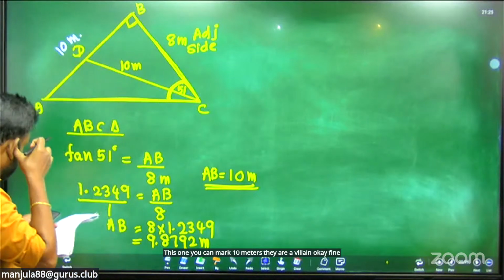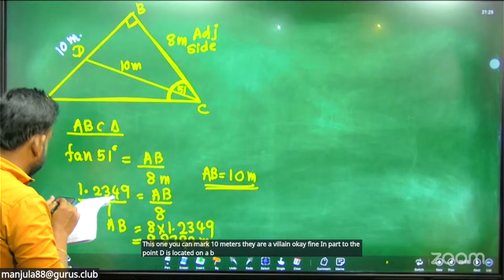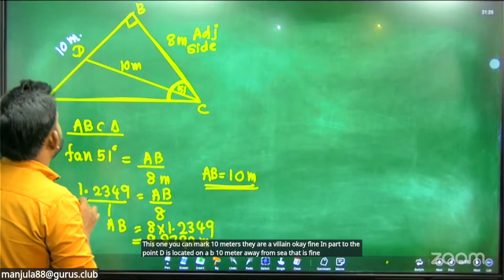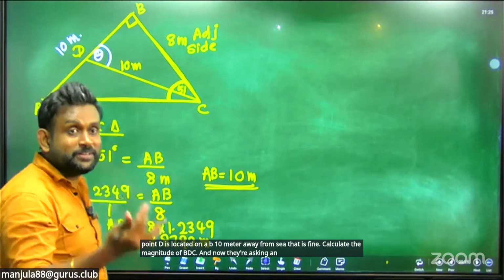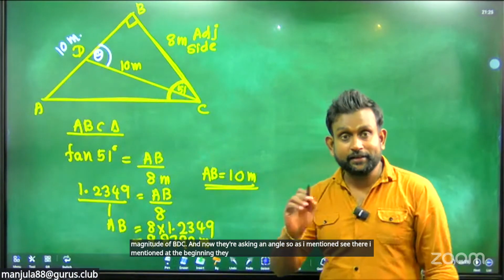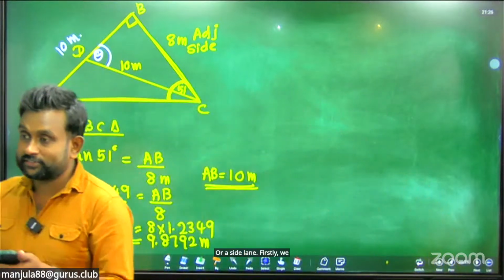Then part 2, the point D is located on AB, 10 meters away from C. That is fine. Calculate the magnitude of angle BDC. And now they are asking an angle. As I mentioned at the beginning, they ask for just an angle or a side length. Firstly, we found the side length. Now they are asking an angle.